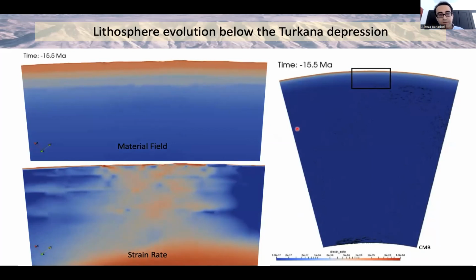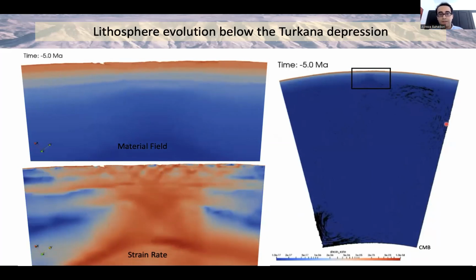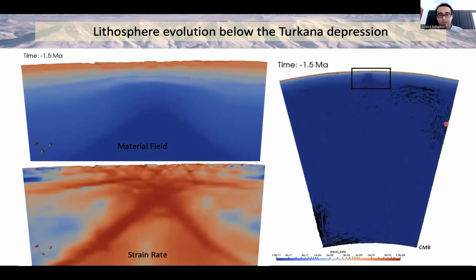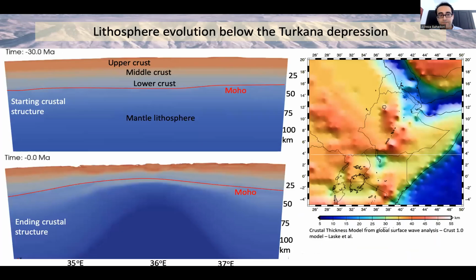So here I zoom in to this part of the lithosphere below the Turkana Depression to look at what is really happening to the starting crustal structure. And you can see that the thermal erosion of the mantle lithosphere and overlying crustal extension results in the thinning of the 50 to 55 kilometer crust that we have initially, and then we end up with a 25 to 30 kilometer crustal thickness, which is close to what we see from the Crust 1.0 data set.